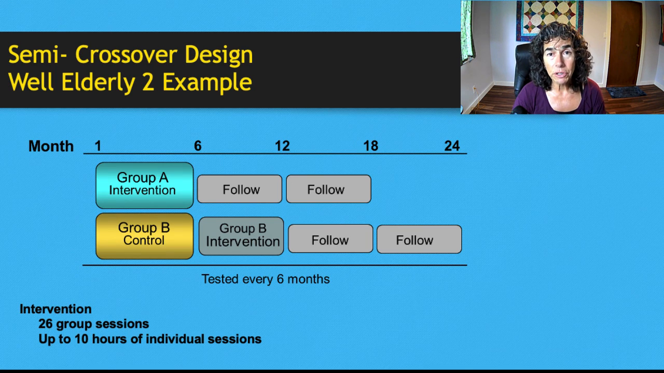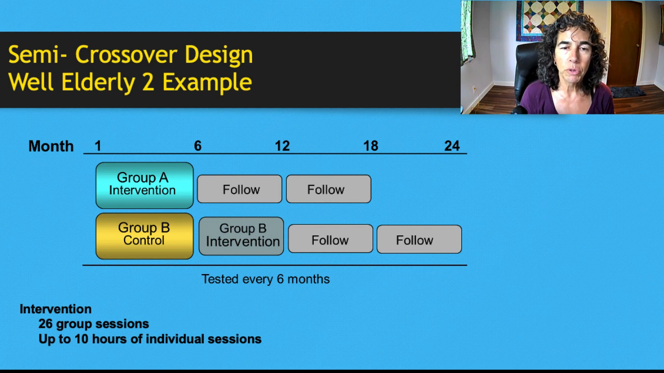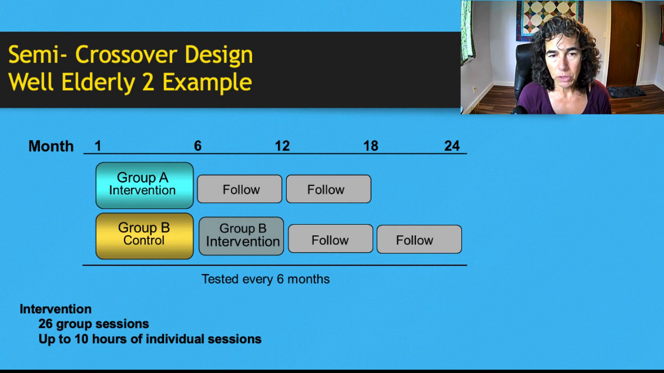In the well elderly study, there was a semi-crossover design, and it consisted of Group A intervention, Group B control, and this was a portion of the study. It was a huge study. So this was another portion of the study. Group A got an intervention and was followed. Group B got an intervention and then was followed, and they were tested every 6 months to see how they fared over time.